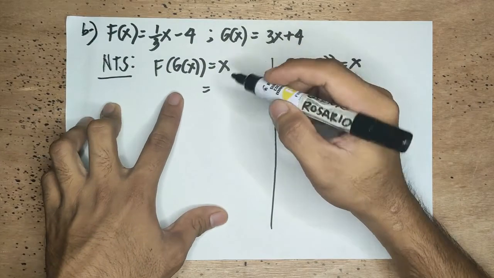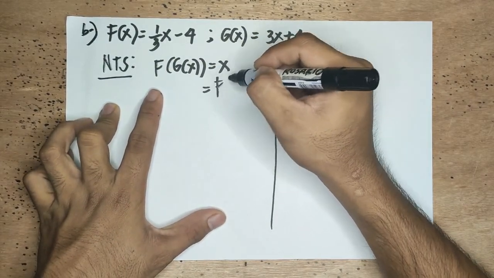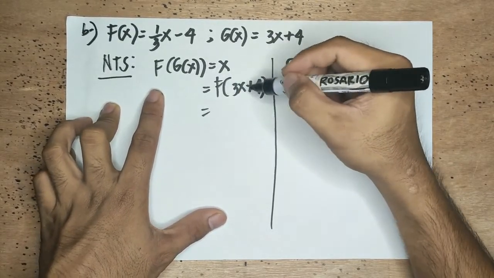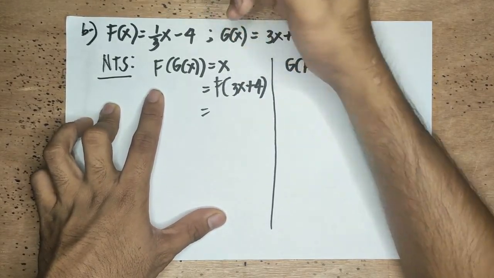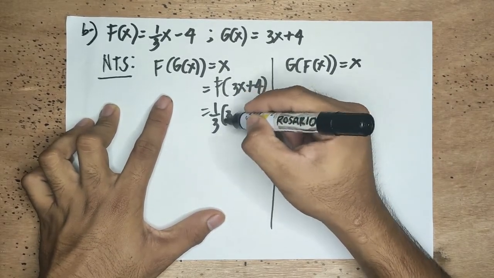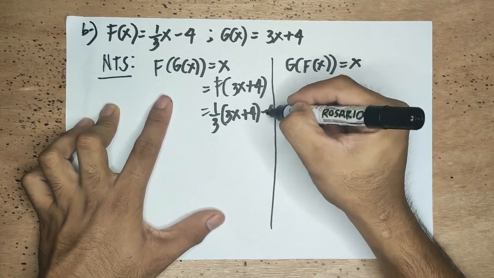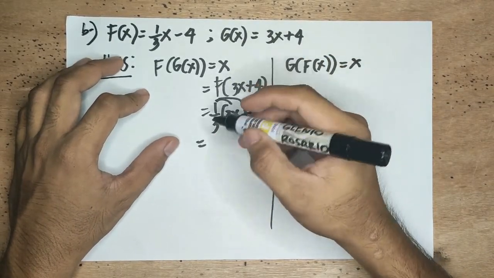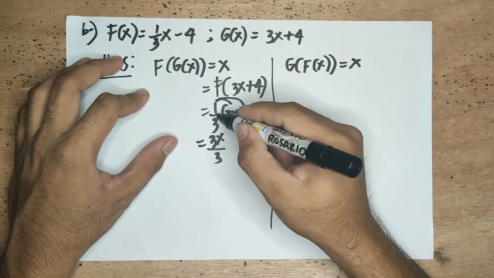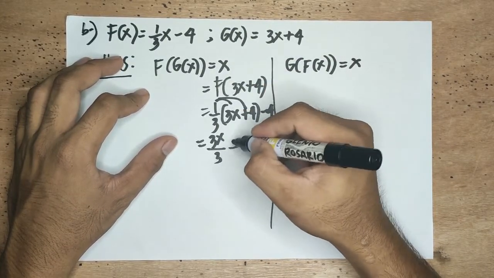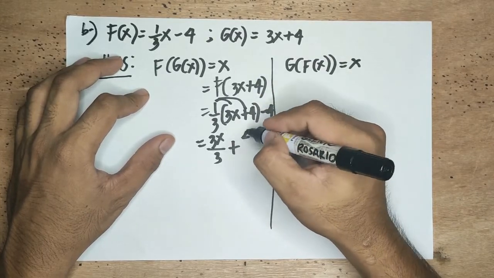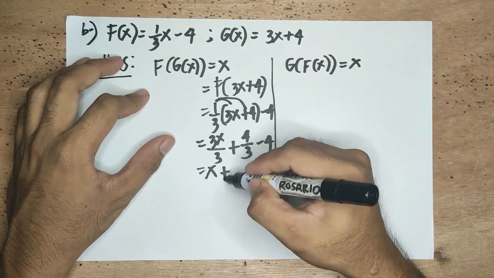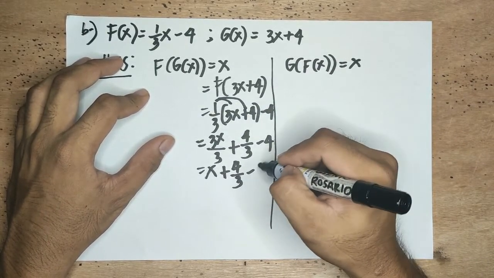f of g of x can be written as f of 3x plus 4. So ito ngayon yung isa-substitute natin sa x ni f. So doing so, we have 1/3 times 3x plus 4 and then minus 4. We have distributing 1/3 to all the terms inside the parentheses. We have 3x all over 3. 1/3 times 3x is 3x all over 3. Plus 1/3 times 4 is 4 all over 3 minus 4. So this will be x plus 4 all over 3 minus 4.